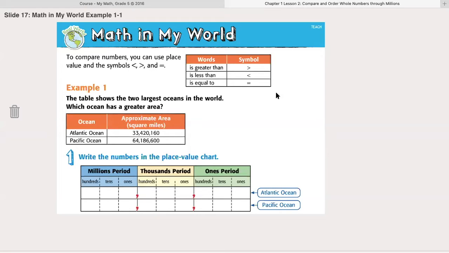You can see over here that they are showing you the words that correspond to those symbols, and you know those words and those symbols very well by now. Example 1. The table shows the two largest oceans in the world. Which ocean has a greater area? Well, the Atlantic Ocean has 33,420,160 square miles.